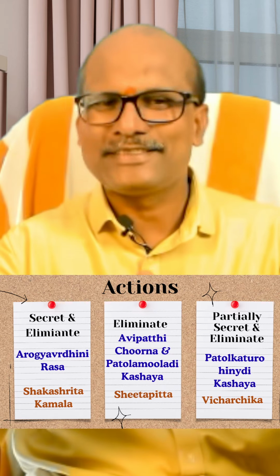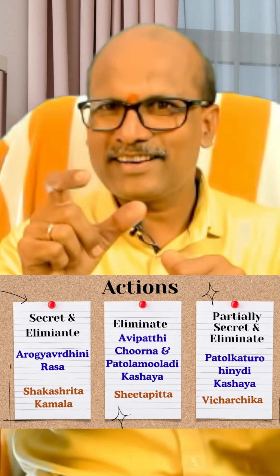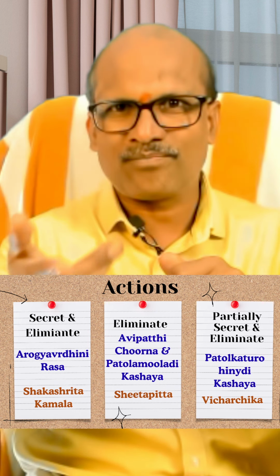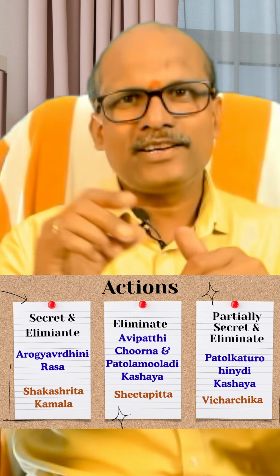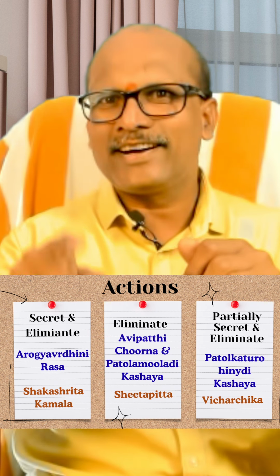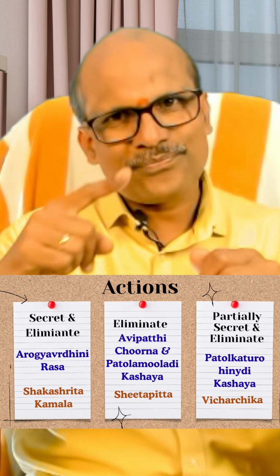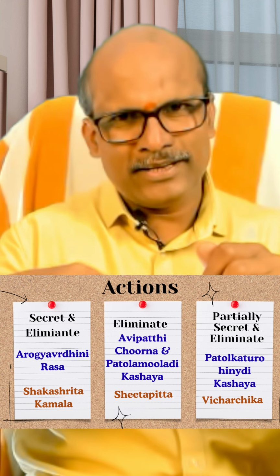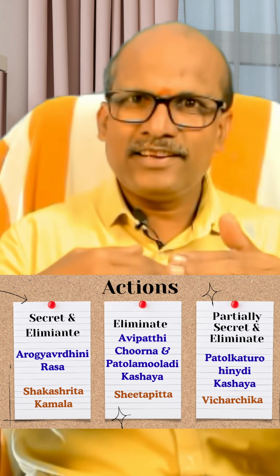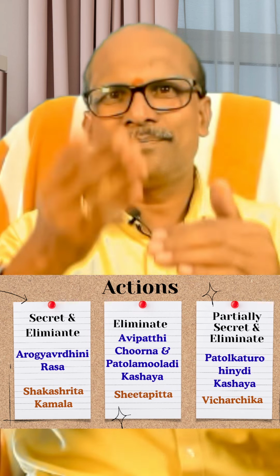For example, in the case of Vichachika and all, what will be there? Sa Kapha Pitta. Though we say Kapha Pradhana Vichachika, how is the Kapha there? Kandu, Pidaka, Shava, Bahusrava Vichachika. Srava is there. Why is that Srava there? Pitta is melting Kapha, so that is why Srava is coming. So Drava is still there, but we still need to increase the Dravata and then it can be eliminated. So Patolakaturohinyadi partially secretes and then eliminates.